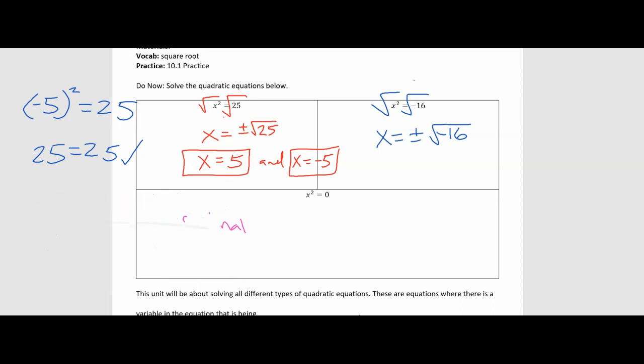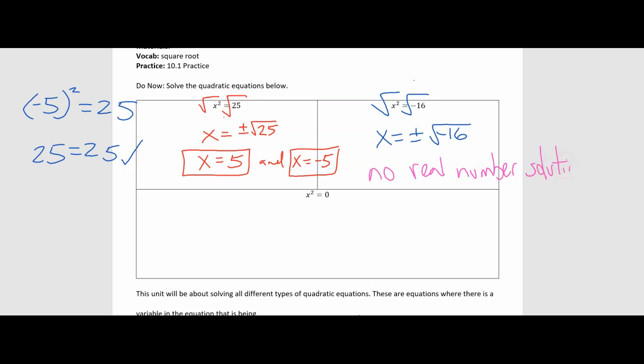So the square root of negative 16 actually has no real number solutions. So our answer here is no solution. And technically, I wouldn't mark it wrong in this class, but technically we should say no real number solution.